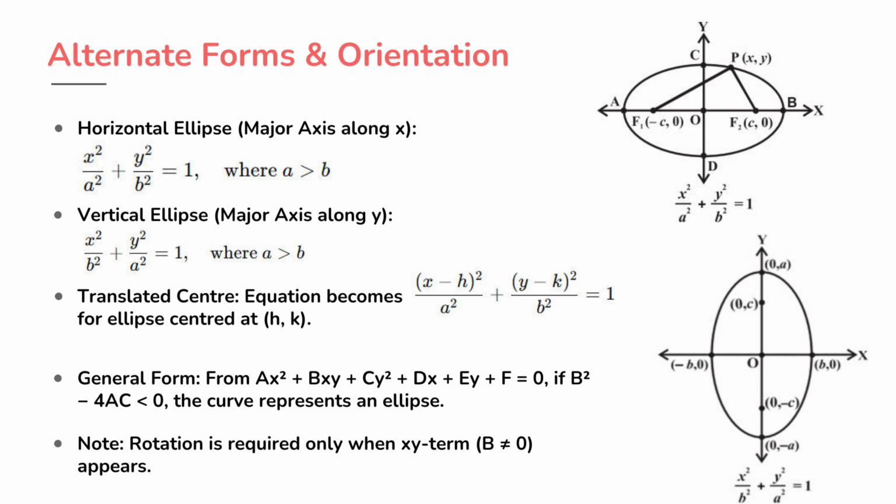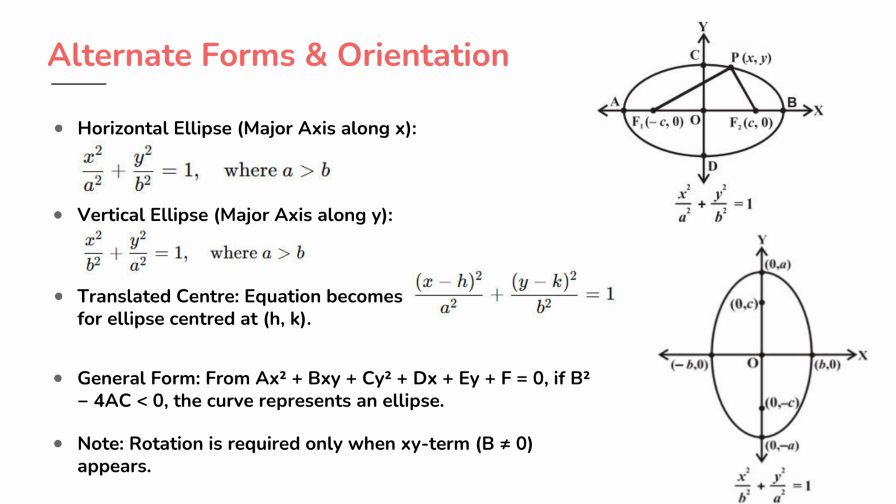Now, just like people, ellipses can face different directions, horizontally or vertically. If the major axis lies along the x-axis, we write x squared by a squared plus y squared by b squared equals 1. If it's along the y-axis, the equation becomes x squared by b squared plus y squared by a squared equals 1. In both cases, a is always greater than b.